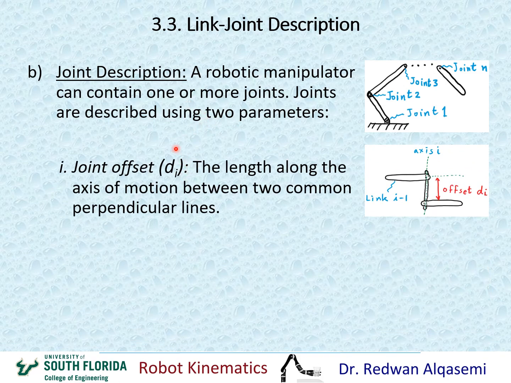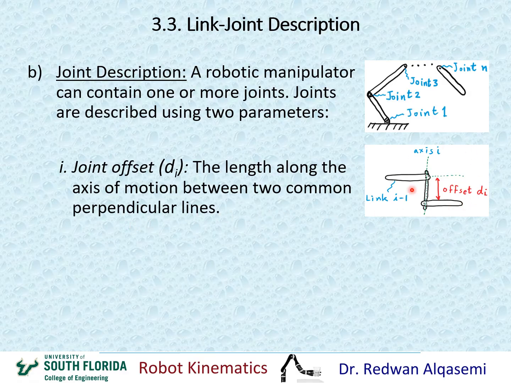Now, the first parameter for the joint is called joint offset, or D, and the I here is an index that indicates which joint axis you're describing, which joint. So in this case, we're describing joint I for axis I. Okay, and the definition of joint offset is the length along the axis of motion between two common perpendicular lines.